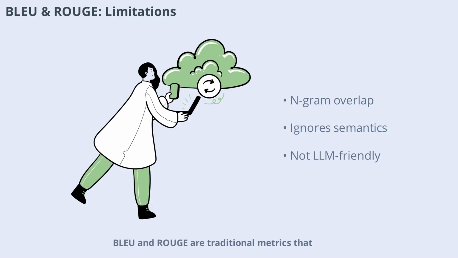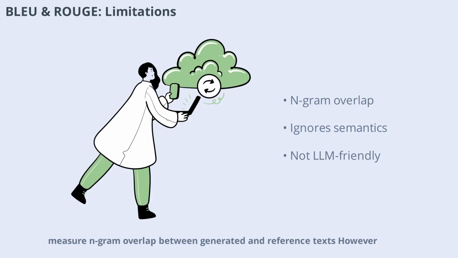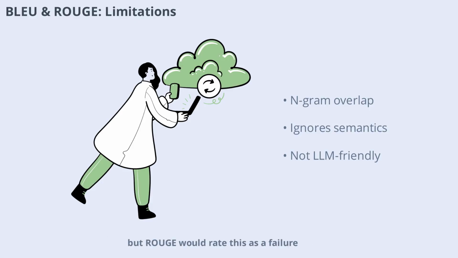BLEU and ROUGE are traditional metrics that measure n-gram overlap between generated and reference texts. However, they're not ideal for LLMs because they ignore semantics. A model can generate a factually correct answer with different wording and still score 0. For example, "the consumer was highly satisfied" and "the client felt incredibly happy" mean the same thing, but ROUGE would rate this as a failure.